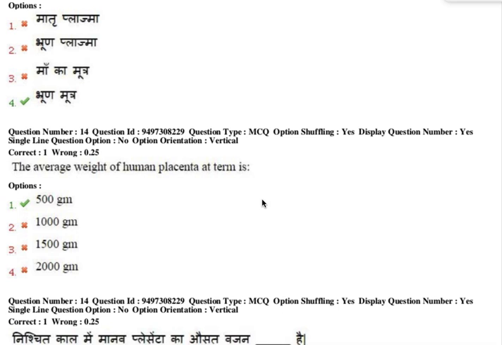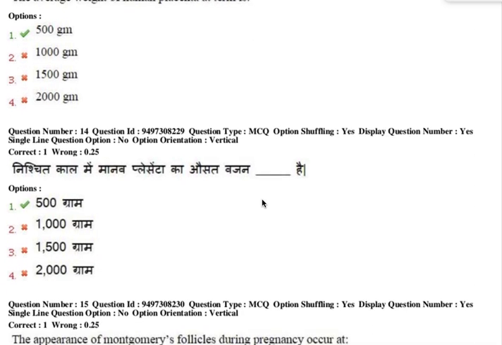Next question. Question number 14. The average weight of human placenta at term is. Correct answer is first, 500 gram. 500 gram is the normal weight of human placenta at term.